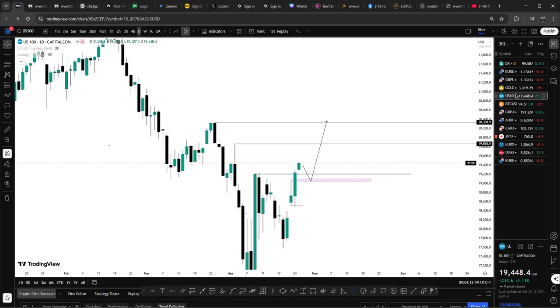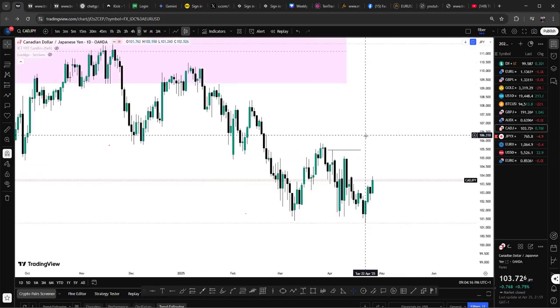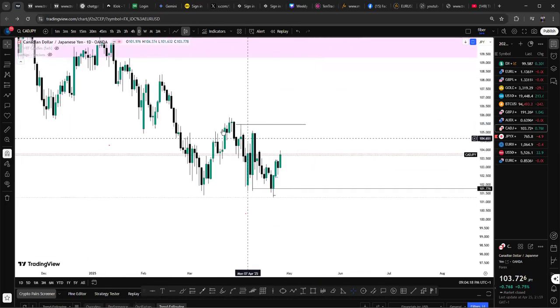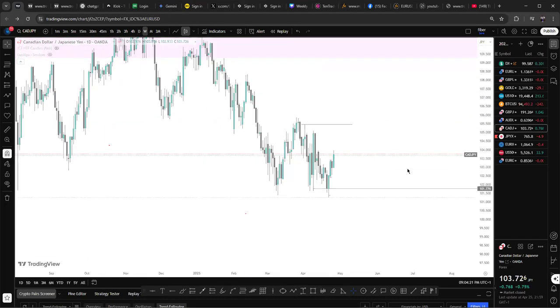I think we have checked the major ones. CAD-JPY is the same thing. We have been ranging on CAD-JPY for quite some time now.